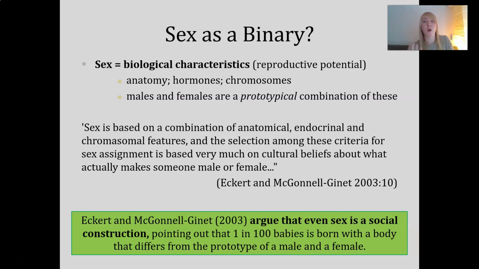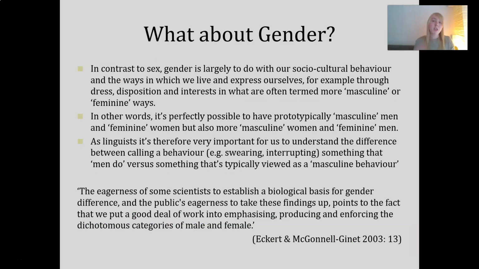And they carry on, they say sex is based on a combination of anatomical, so to do with your physical body, endocrinal, so that's to do with what goes on in your body, and chromosomal features. And the selection among these criteria for sex assignments is based very much on cultural beliefs about what actually makes someone male or female. And we can see this increasingly in the media, as something that has been resisted in very strong terms. Now that we have a society which is much more accepting of people coming out and saying, I don't feel like I fit into this binary, it seems to be something which is perhaps even more common than we believed, even back in 2003 when Eckhart and McGonigal-Guinea were writing. So what about gender then?